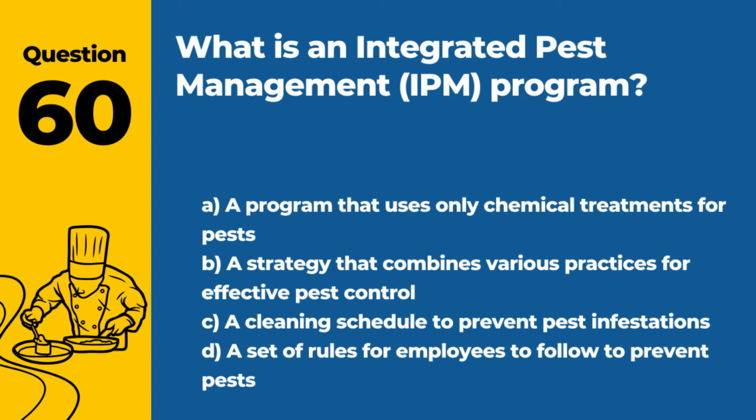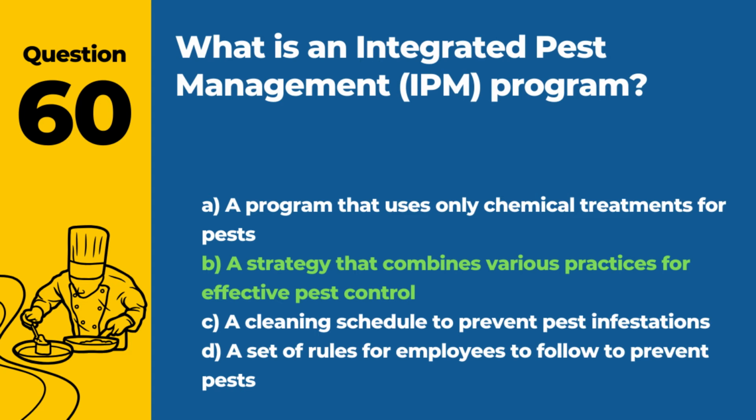Question 60. What is an integrated pest management (IPM) program? A. A program that uses only chemical treatments for pests. B. A strategy that combines various practices for effective pest control. C. A cleaning schedule to prevent pest infestations. D. A set of rules for employees to follow to prevent pests. Answer. B. A strategy that combines various practices for effective pest control.